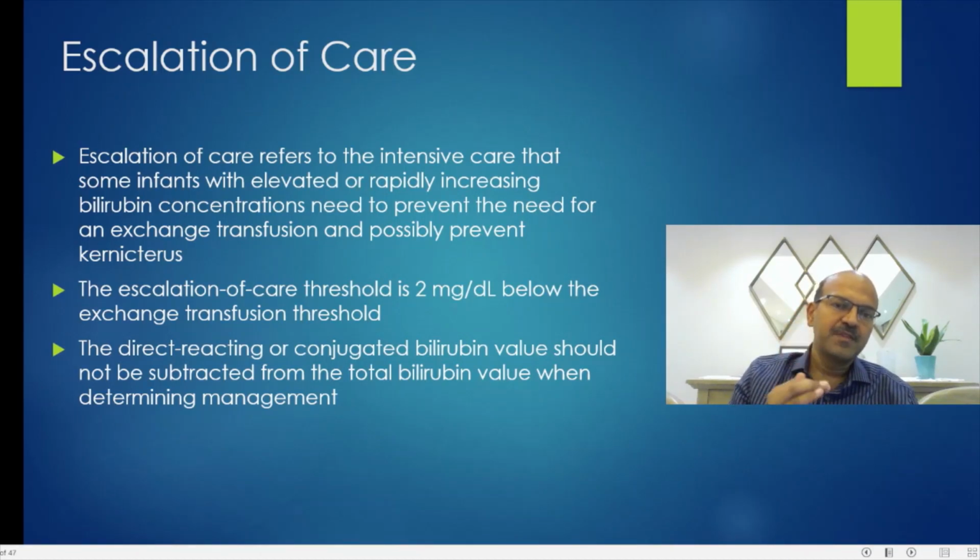So if it is not really too high, you can monitor it, especially if there is no risk factor, but obviously it's better to stick with the guideline and follow the threshold. The direct reacting or conjugated bilirubin value should not be subtracted, similar to the treatment decisions for phototherapy, when you are determining treatment.